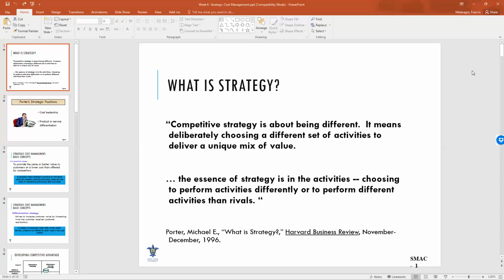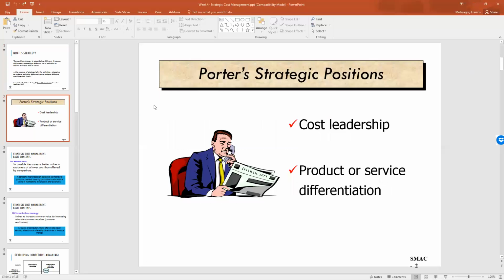And so his definition is a competitive strategy is about being different. It means deliberately choosing a different set of activities to deliver a unique mix of value. The essence of strategy is in the activities, choosing to perform activities differently or to perform different activities better than rivals. And he goes on to explain that firms have to choose between two strategies.